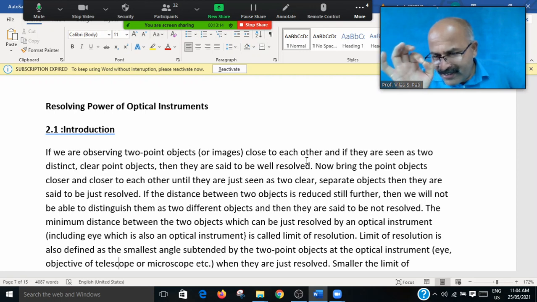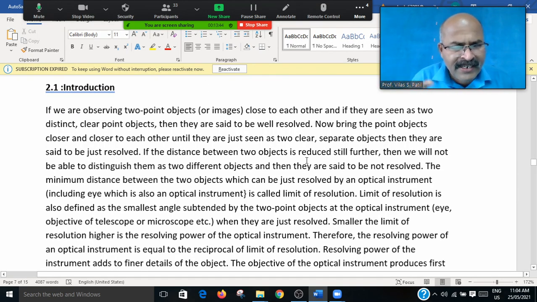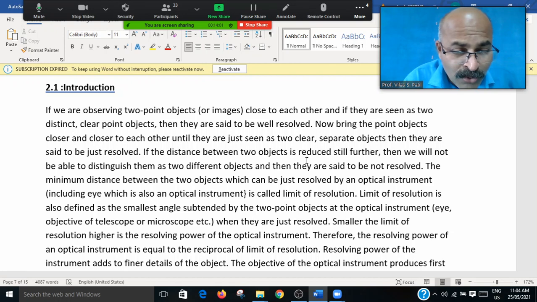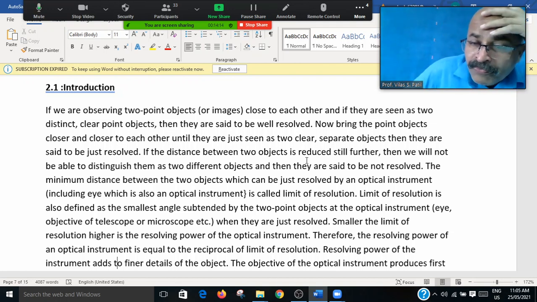Normally we see those two points together, but when we look through an optical instrument, they appear resolved, differentiated. That property, that phenomenon of the optical instrument, is known as the resolving power of that optical instrument. If we observe two point images or two point objects close to each other, and they are seen as two distinct clear point objects, and we can distinguish them from each other, compare them, then they are said to be well resolved. They are well resolved due to the resolving power of the optical instrument.